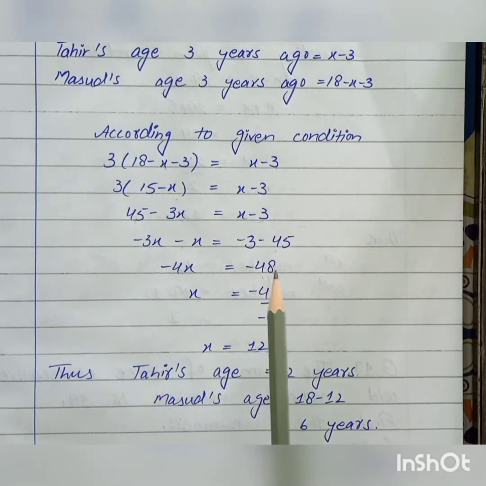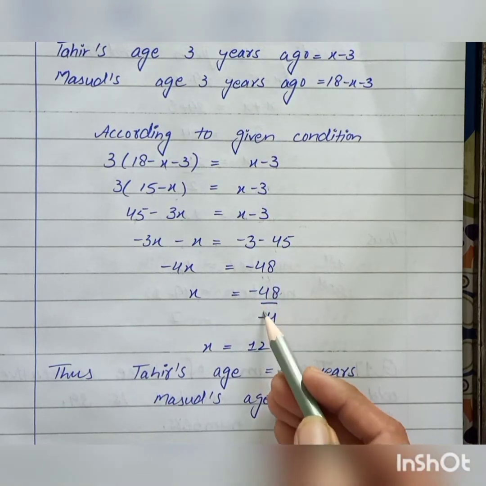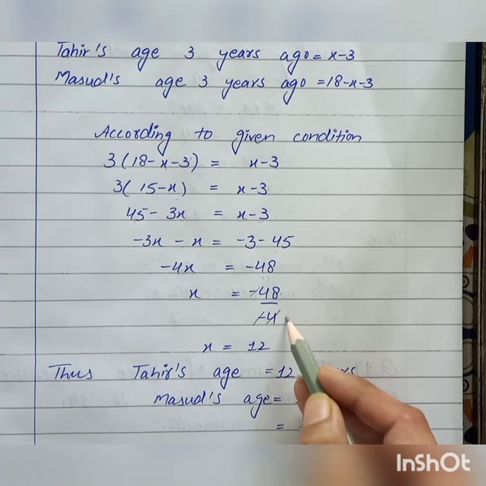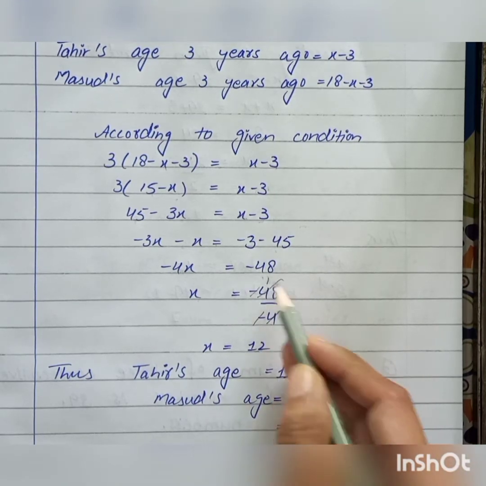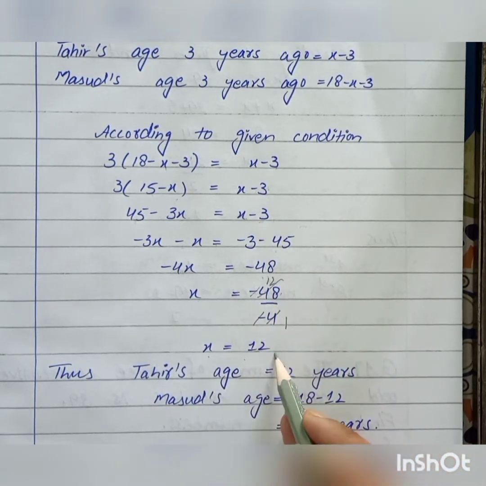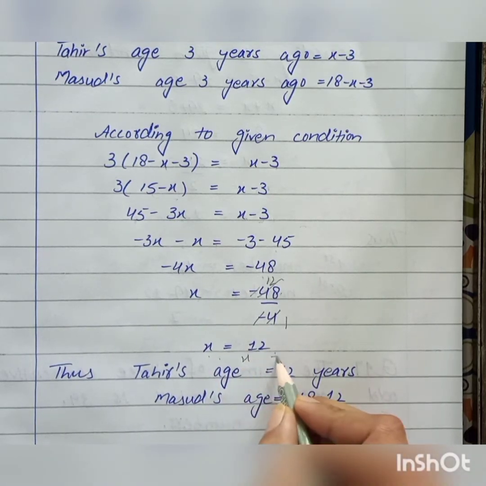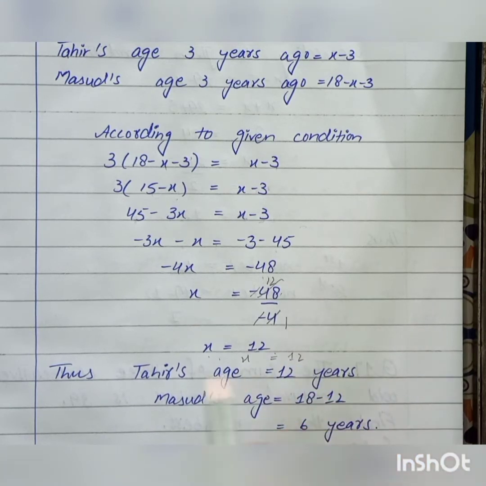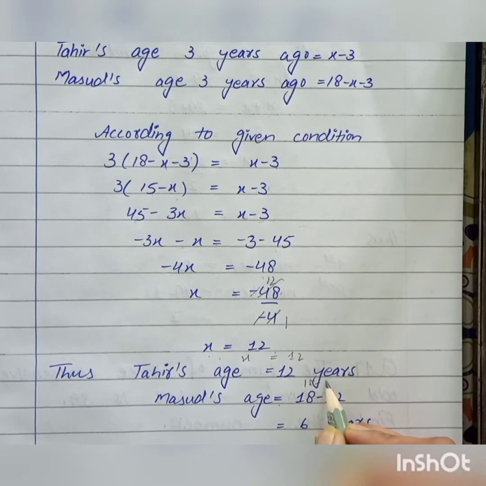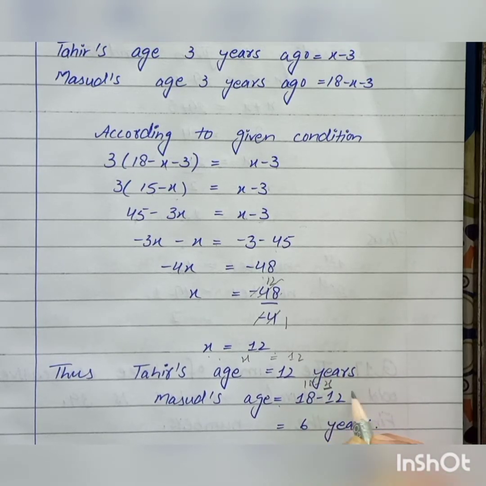Minus 4 is going to divide minus 48, so minus 48 divided by minus 4, where minus and minus cancel out, 4 ones are 4, 4 twos are 8, so x is equal to 12. Tahir's age is equal to x, so we have directly x is equal to 12, Tahir's age is equal to 12 years, and Masood's age is 18 minus x. Put the value of x, 18 minus 12. So 18 minus 12 is equal to 6 years.